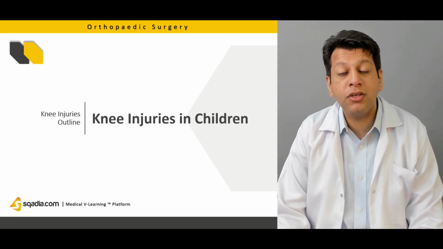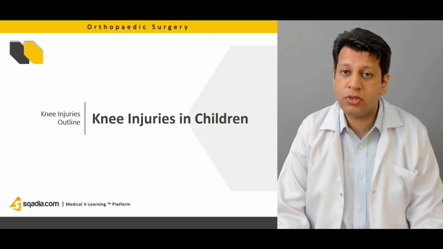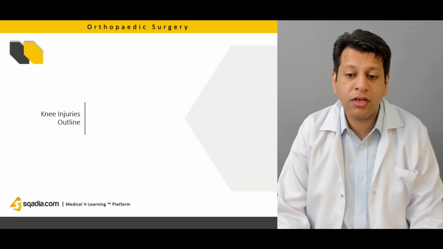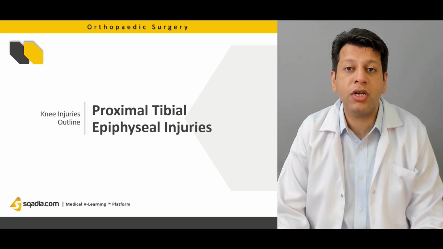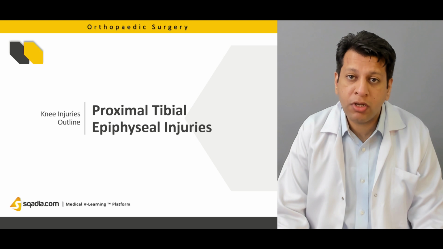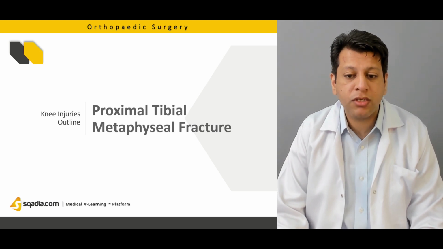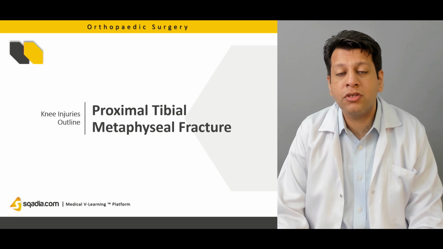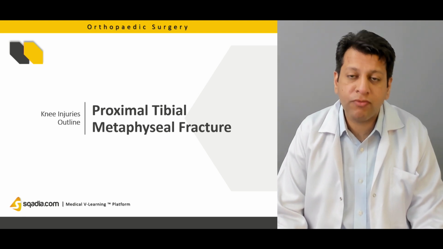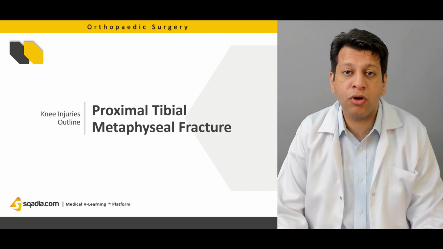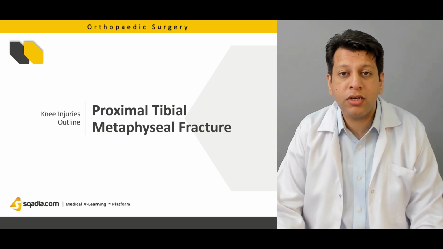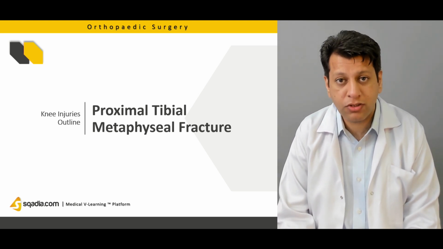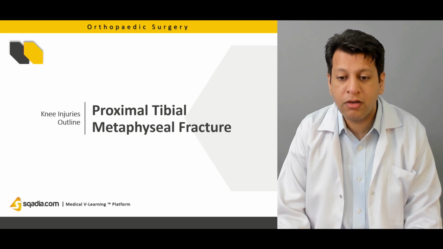Then we'll be discussing the knee injuries in children, which would involve mostly the tibial epiphyseal injuries, which are the most common injuries seen around the knee, the proximal tibial epiphyseal injury, and we'll be briefly going through the Salter-Harris classification, which involves the tibial epiphyseal injuries. Then we'll be discussing the proximal tibial metaphyseal fracture in children as well. Although these are very rare injuries, if they do occur, there is a phenomenon called Cozen's phenomenon, which we'll be briefly discussing as well, what it is and why it is important to deal with these metaphyseal fractures early on and in a better way.